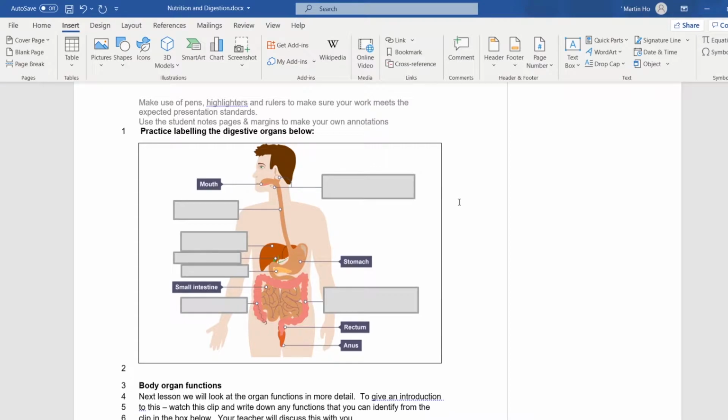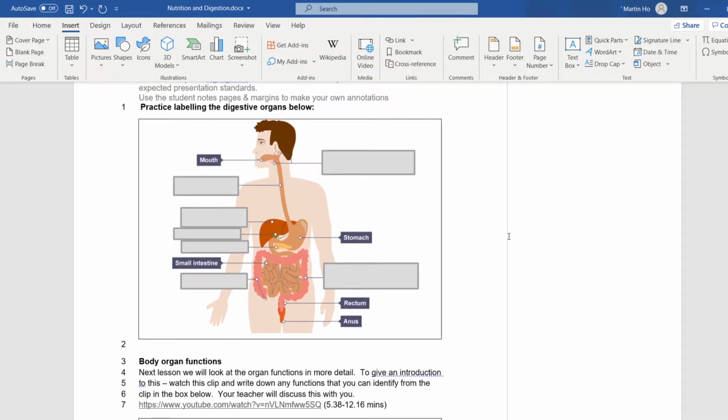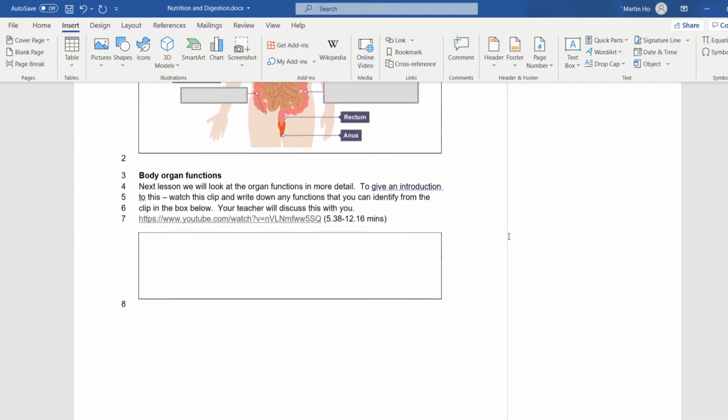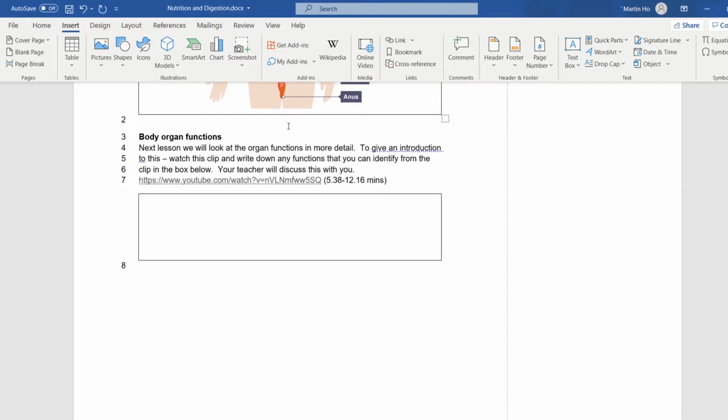As you've taken a moment now to register in your mind the different digestive organs, practice labeling the digestive organs below. I've given you a couple of hints for this second diagram. Moving forward, we're going to look at the different organ functions of the organs in the digestive system.